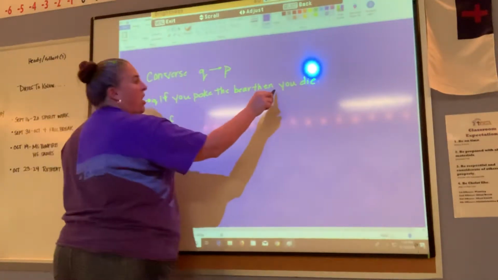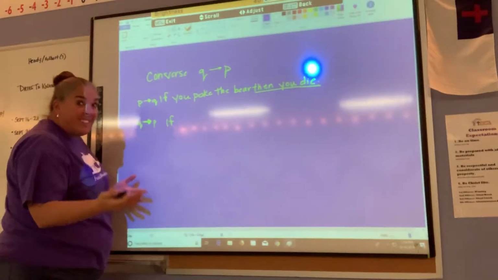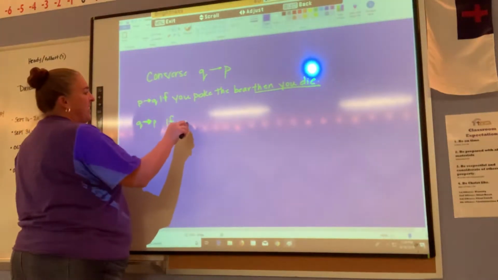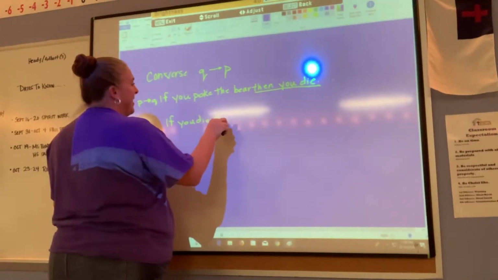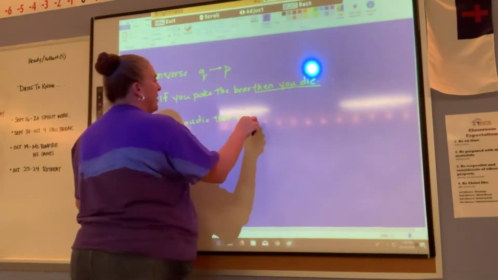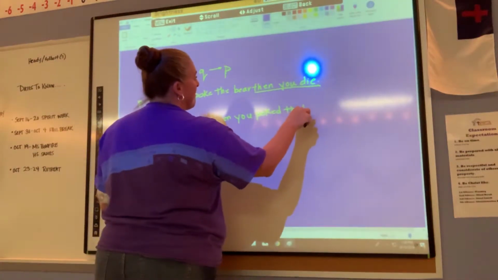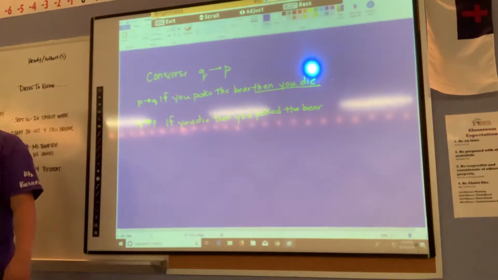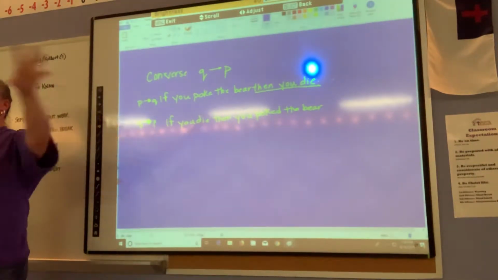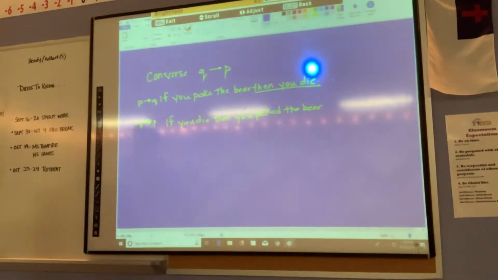Now move the converse. If you die, then you poked the bear. Yes. The converse means we are just taking the hypothesis and the conclusion and we're flipping their places. That's all we're doing. Is it possible that whenever we do a converse that the statement could be true?